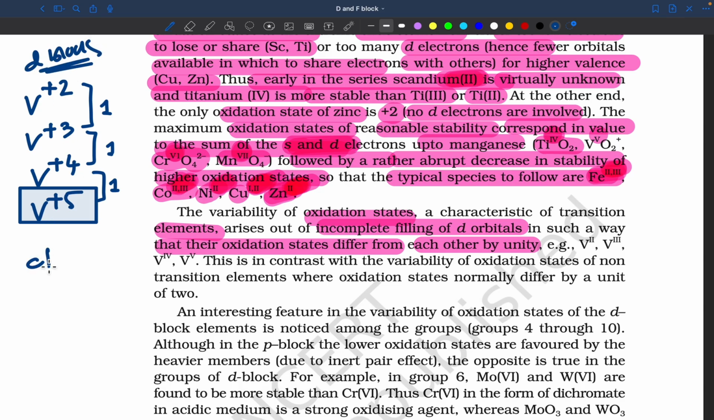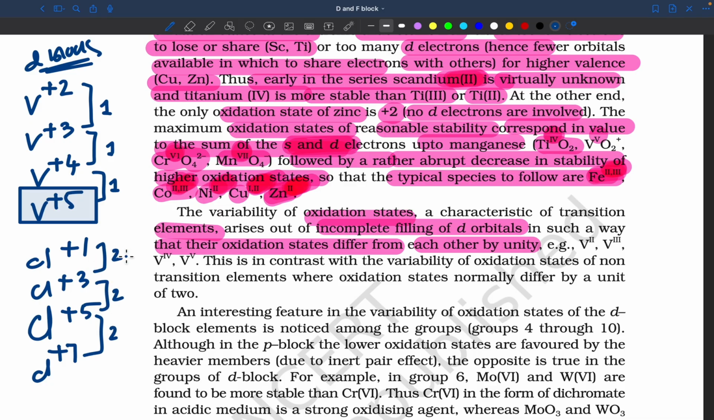But if you check chlorine, chlorine exhibits +1 oxidation number, it can also exhibit +3, +5, and +7. Here the difference is 2 units, you can check it. Right? For any p block elements you take, the difference between two successive oxidation numbers is always 2. So that's the point mentioned here.